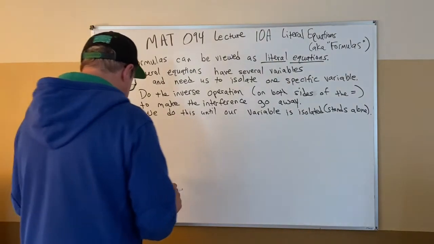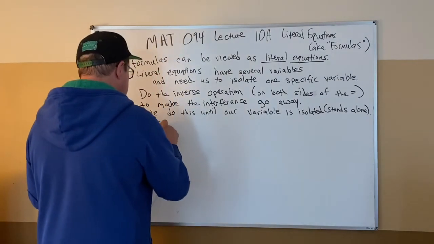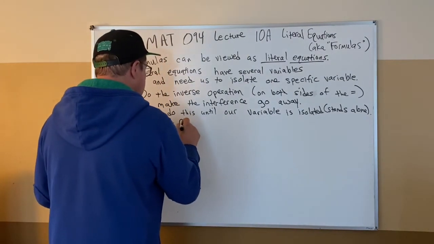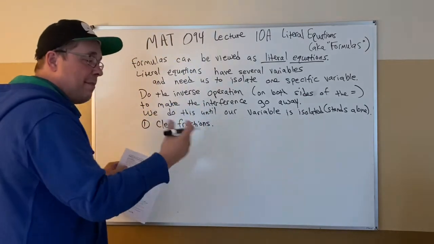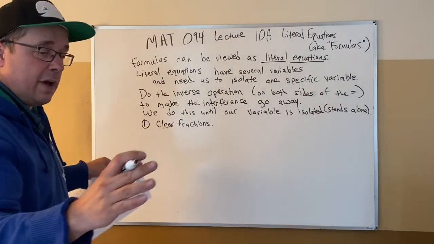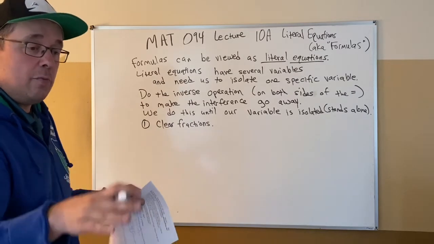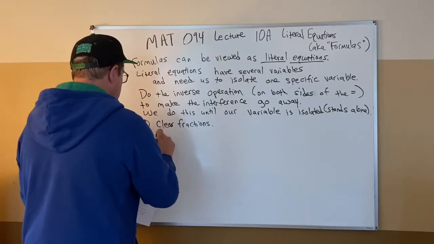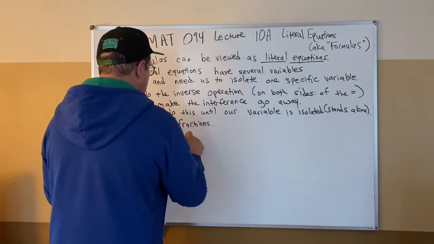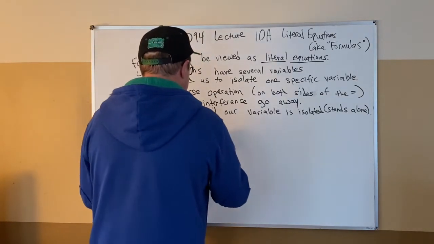But number 1 is clear fractions. If there are no fractions, you get to skip that step, but this is where you multiply by the LCD of all your terms, cancel away all the denominators, and now you're looking at no more fractions in the work. Number 2, undo any addition or subtraction.